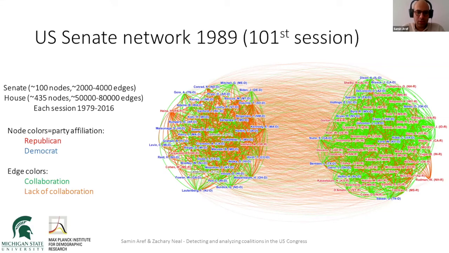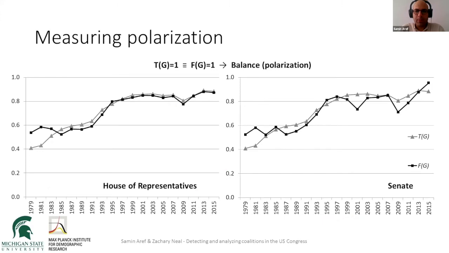And as you can see, Republicans are shown by red and Democrats by blue. All right. So when we look at the level of balance in this network, we see that over time, balance has increased. This means that over time, the networks have become more polarized. So this is something that is consistent with what we already know about the temporal trends in the US Congress. So this is more of a validation of the method that we're measuring what we want to measure.